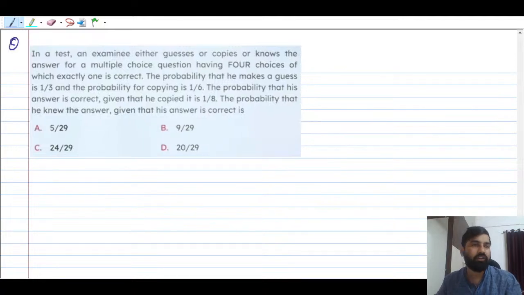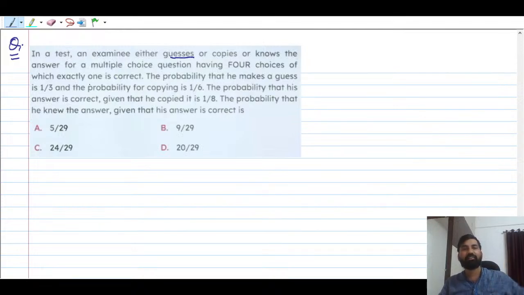So you see, in a test, an examinee either guesses, copies, or knows. This is all your event. Suppose any exam is there, like the GATE exam. You have to answer the question, so either you can guess the answer, you can know the answer, or you can copy also. So either guesses, copies, or knows the answer for a multiple choice question having 4 choices, exactly one of which is correct.